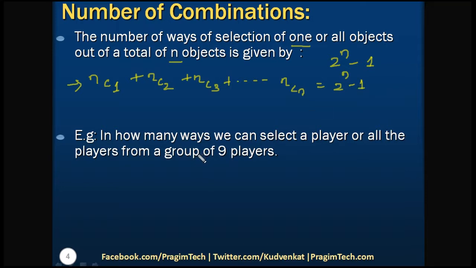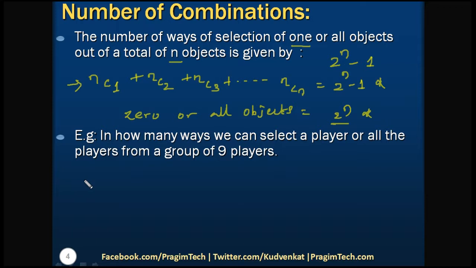If the scenario is where I want to select 0 or all objects, then the number of combinations is given by 2 to the power of n. So this is when we want to select 1 or all, and this is when we want to select 0 or all objects. Let us look into an example based on this number of combinations.